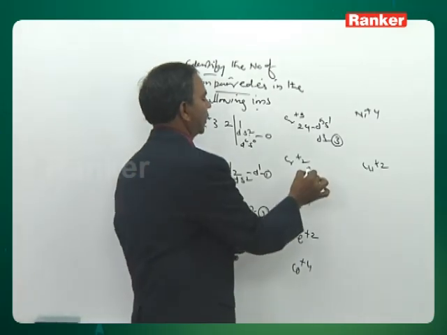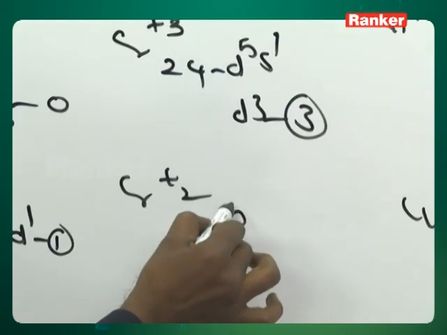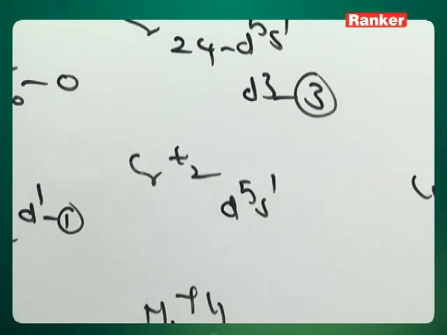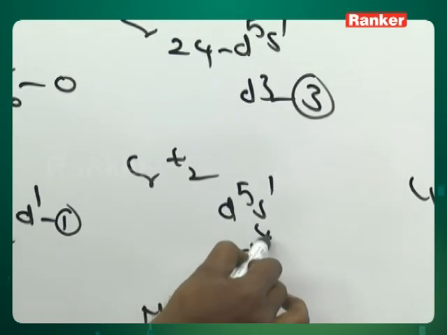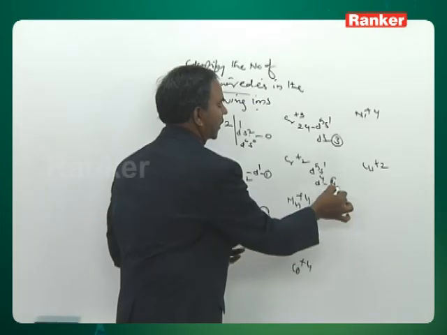Next, come to chromium plus 2. We can easily make out the same thing. The configuration of chromium is what? D5S1. 2 electrons lost. Then it is remaining what? D4. Unpaired electrons again what? 4.